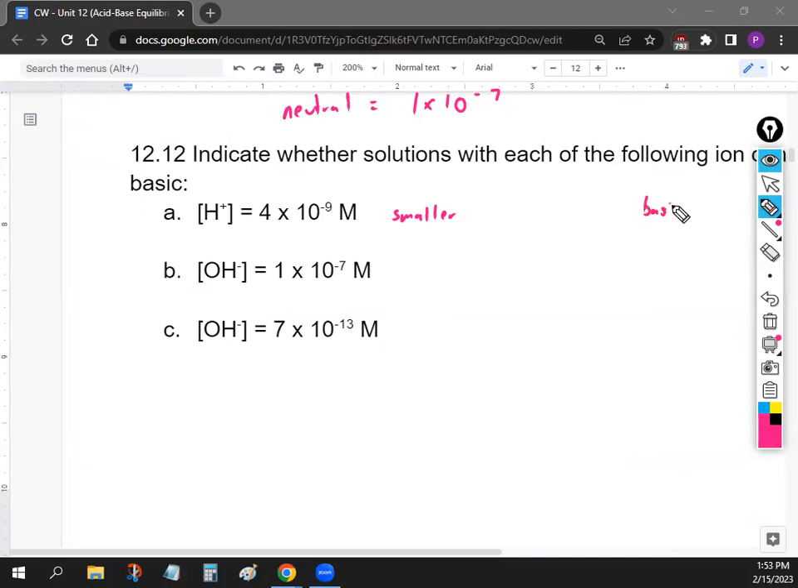Okay. Woohoo! All right, let's go to the next one. Next one should be easy. This one is neutral, because both H plus and OH minus concentrations are 1 times 10 to the negative 7 at neutral.